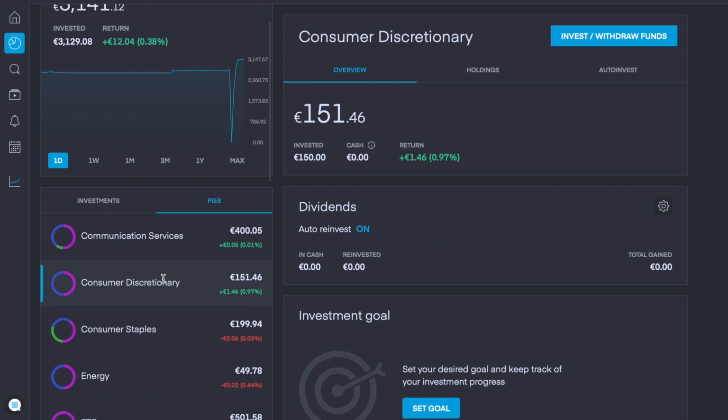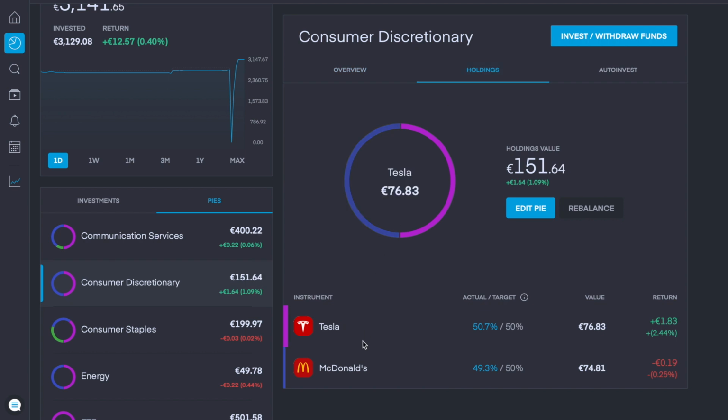In terms of consumer discretionary, we have €151 invested, and we have just 2 holdings at the moment. We have 50% of the holdings weighted to Tesla and 50% to McDonald's.